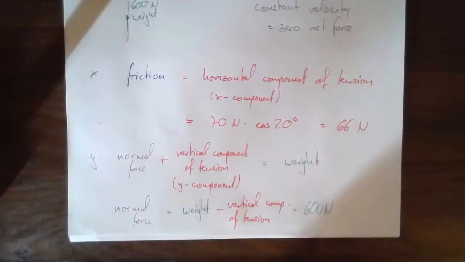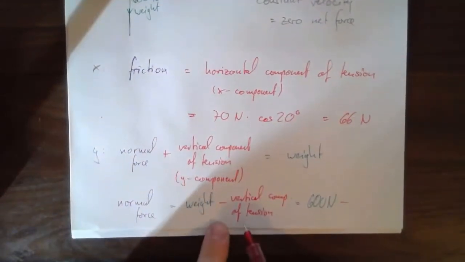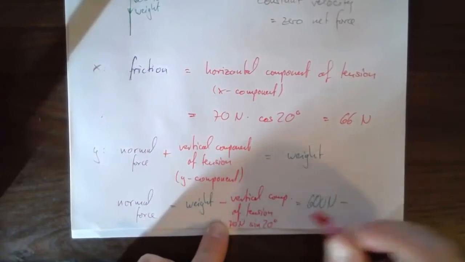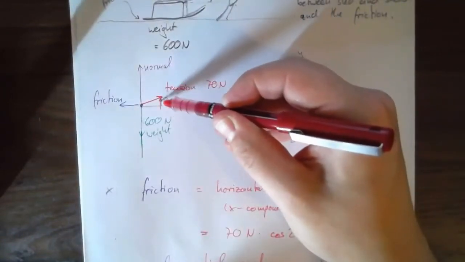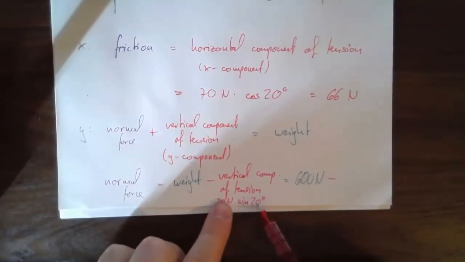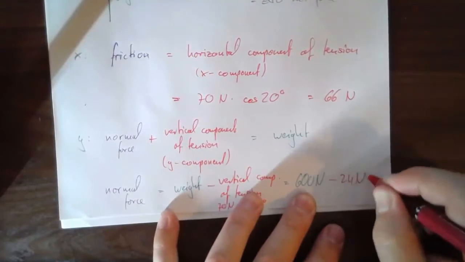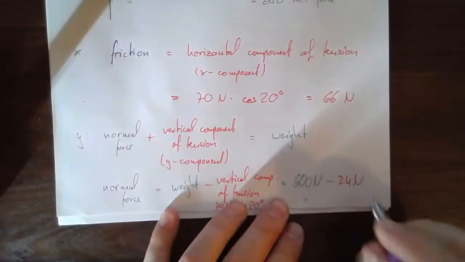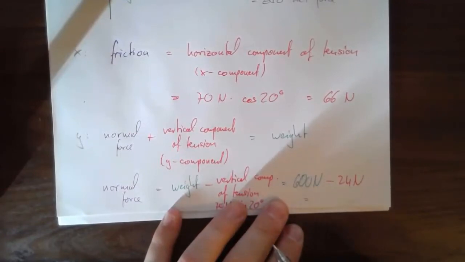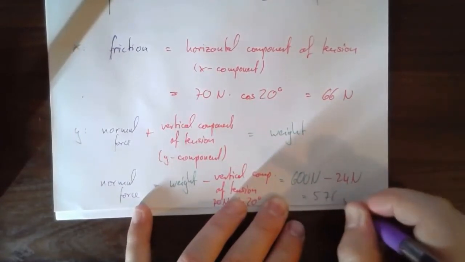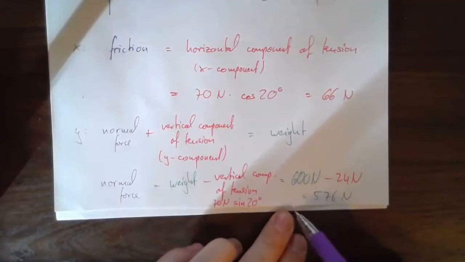And then the vertical component of the tension, well, what is this? Maybe we should write it down here. That is 70 newtons times sine of 20 degrees, because I want the vertical component here. What's 70 newtons times sine of 20 degrees? I think that's about 24 newtons. And that implies that the normal force, everything said and done, is 600 minus 24, which in my book comes to about 576 newtons. So just barely a little bit less than the weight.